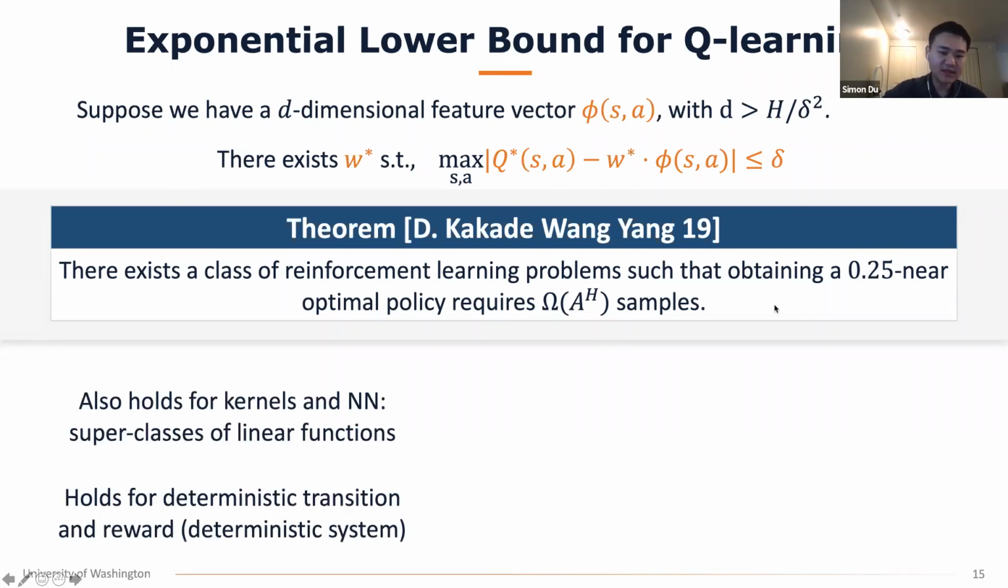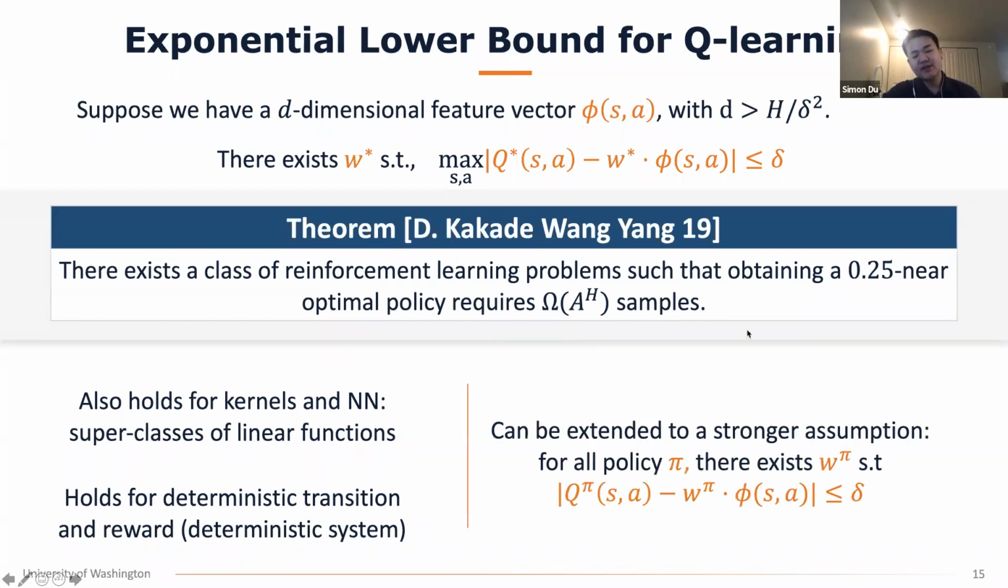A couple of remarks. Here, this is already a very strong assumption because we assume you can use a linear function to represent the optimal Q function. So it also holds for stronger function classes like kernels or neural networks because they are superclasses of linear functions. So this lower bound still holds for superclasses. Also, our lower bound actually holds for deterministic transitions and deterministic rewards. We don't introduce any stochasticity here. Even for this deterministic system, you need to pay an exponential number of samples.